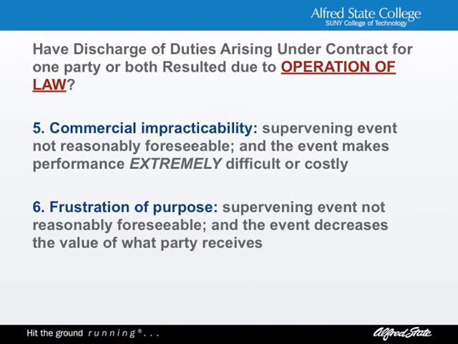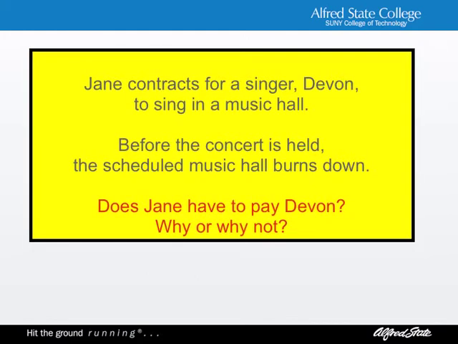We also ask if there's commercial impracticability. Some event happens that's not reasonably foreseeable, and this event makes performance of the contract extremely difficult or costly, or frustration of purpose, where there's a supervening event not reasonably foreseeable, and the event decreases the value of what the party receives. So let's consider just briefly 3 examples. There's more examples set forth in the text.